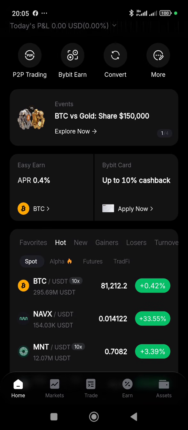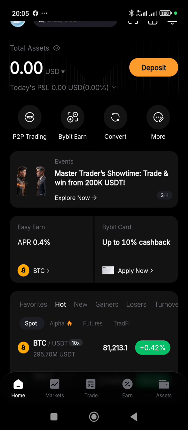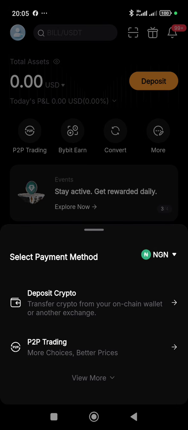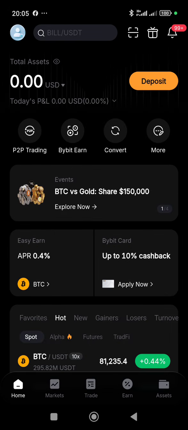You can see we have P2P trading up there, we have Bybit earning, we have conversion, and a lot more. You can also deposit money here by clicking on top. If you click, it will ask which deposit you want to do. Deposit by crypto simply means you already have coins in an e-wallet and you want to convert them. P2P trading is about buying from other coin sellers or traders. You use P2P trading to sell or buy. A lot of things are happening here.